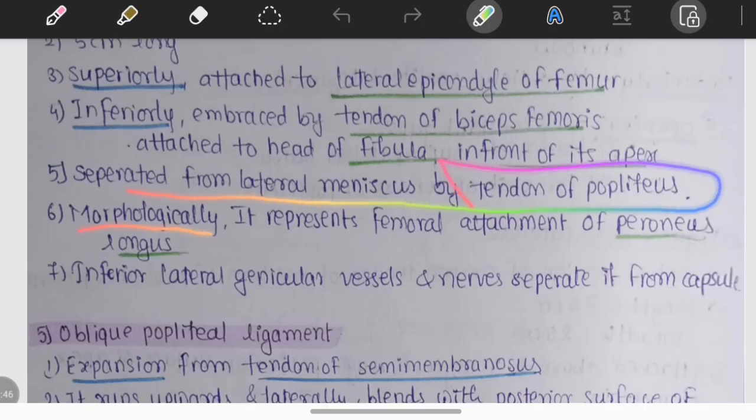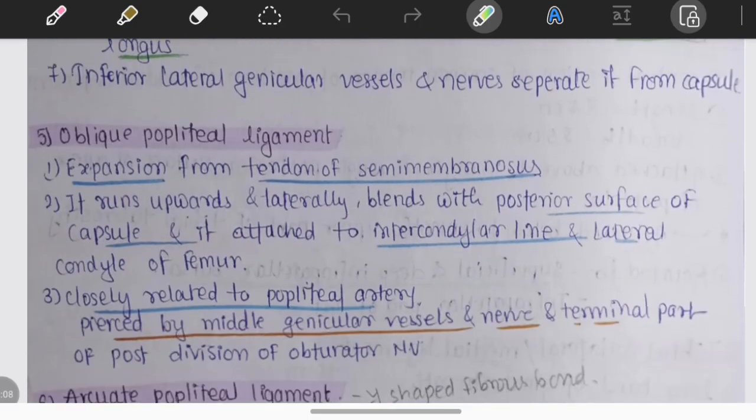And morphologically it represents the femoral attachment of peroneus longus. The inferior lateral genicular vessels and nerves are separated from the capsule. If we separate the genicular vessels and nerves from the capsule, it is because of the fibular collateral ligament.